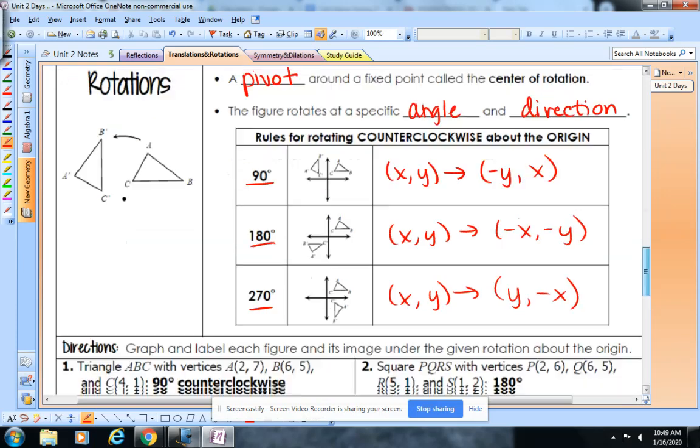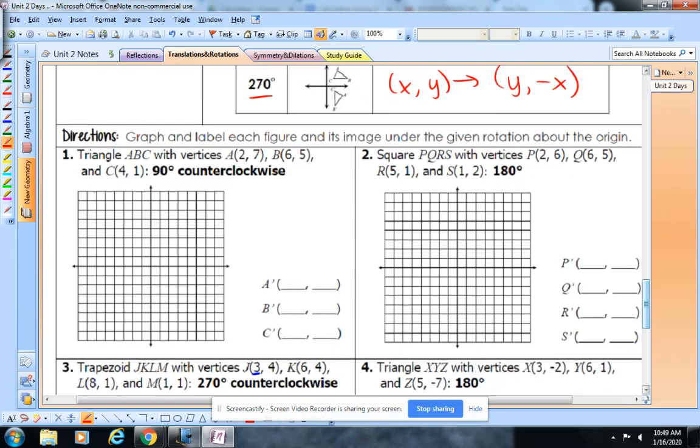Because they're the same over and over and over. So number one, a triangle with what kind of rotation? A 90-degree rotation. So go ahead and graph your original triangle, please. That's what takes so long, is graphing them. This is not mathematically challenging at all. It just takes a while to graph everything, and I will agree.